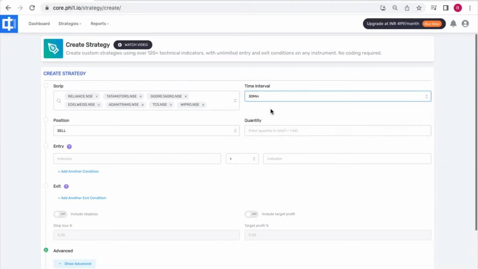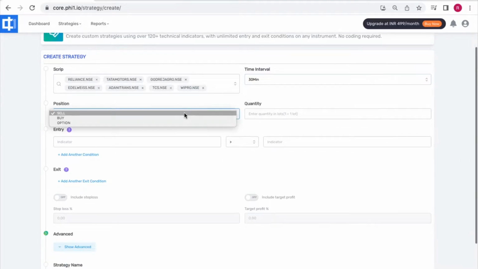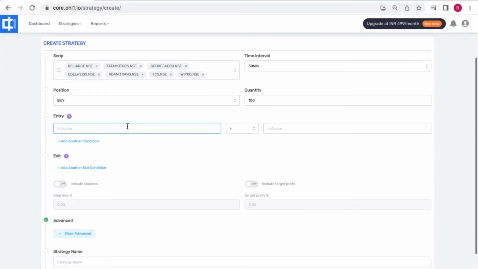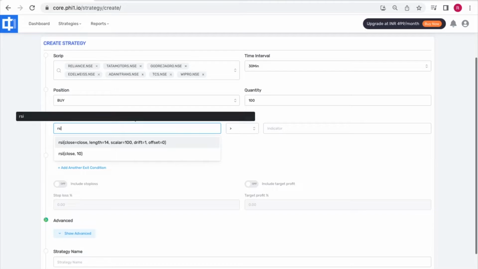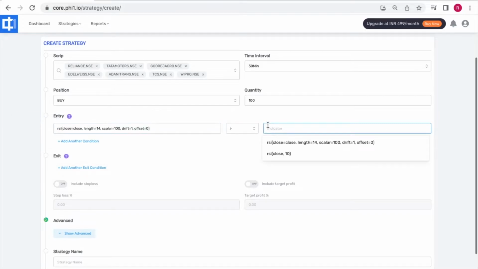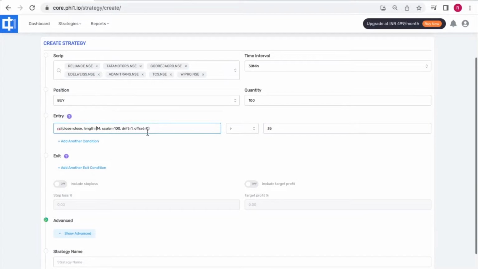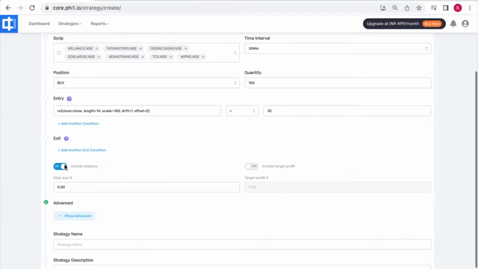I'm choosing the time interval as a 30-minute interval. My position would be a buy since I am entering a long trade when my conditions are met, and I enter the quantities that need to be bought when my entry condition is met. The indicator we're using here is RSI crossing 35 levels. Now the values here are default levels. You can always change these depending on what you need. For my exit condition, I am simply adding a stop loss and a target profit.